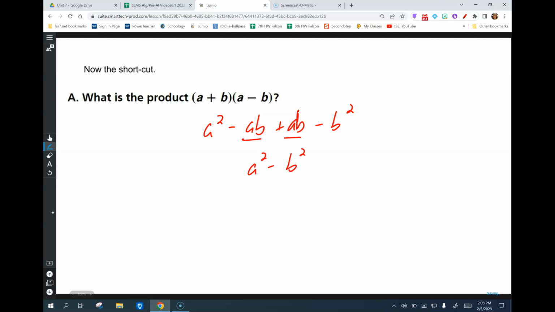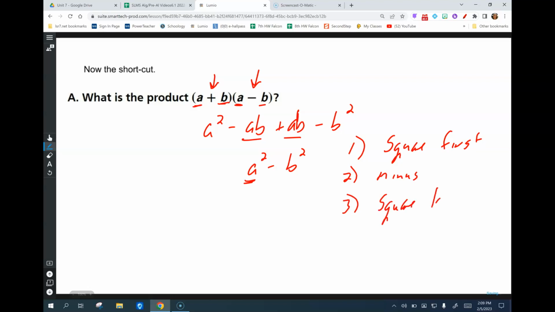So what's happening here is when I have the exact same terms, so I have an a and a b and an a and a b, but my signs are opposite. When my signs are opposite, this shortcut works. And look at what this shortcut is. If you were to write it in words, look at that. I square the first term. I put a minus sign in between. And I square the last term. And that's all you do. And this is one that I can see actually using.